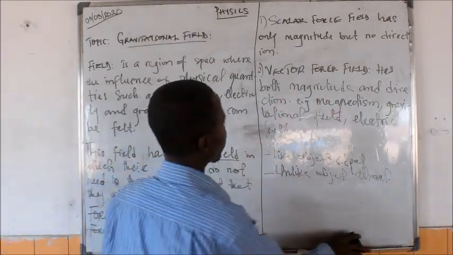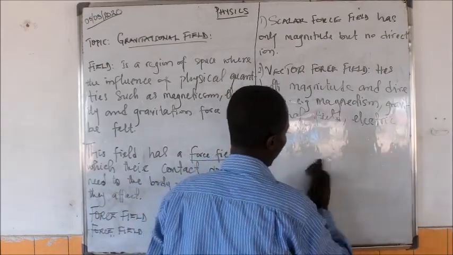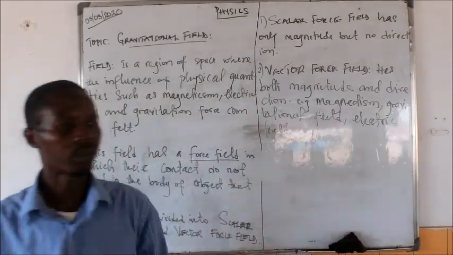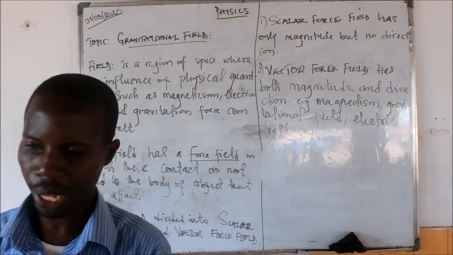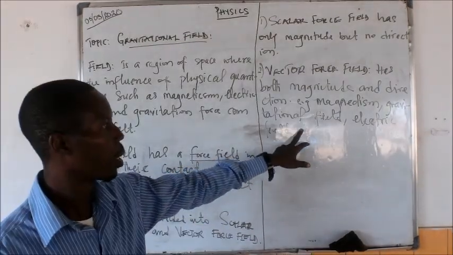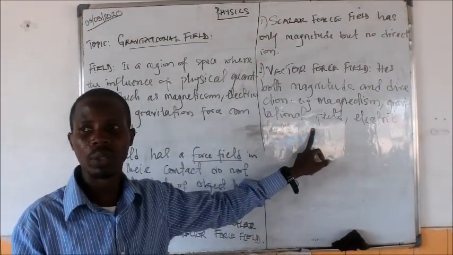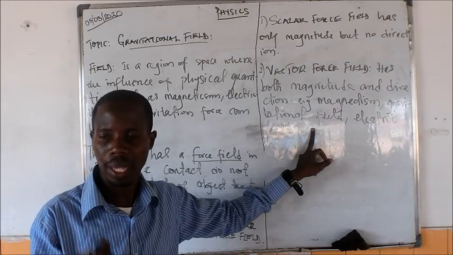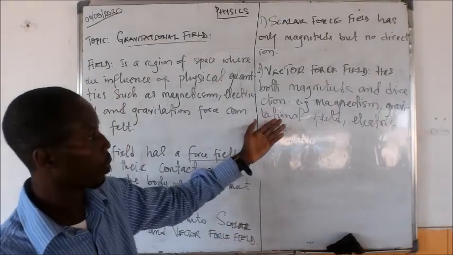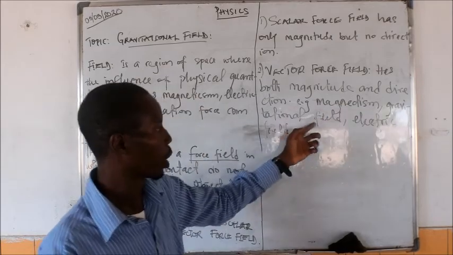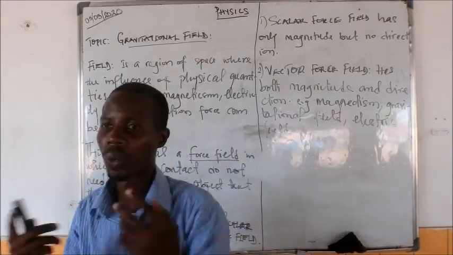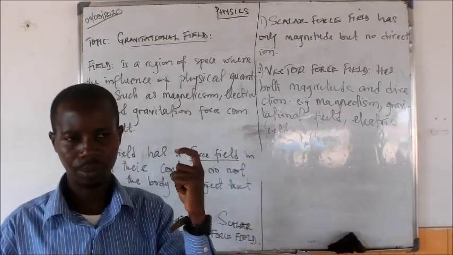Okay? Now, in case you come across a question in your exam or work, they ask you what of the following are good examples of vector force field, except, then we can know that magnetism, gravitational force field, and electric field are good examples of vector force field. Do you get it?